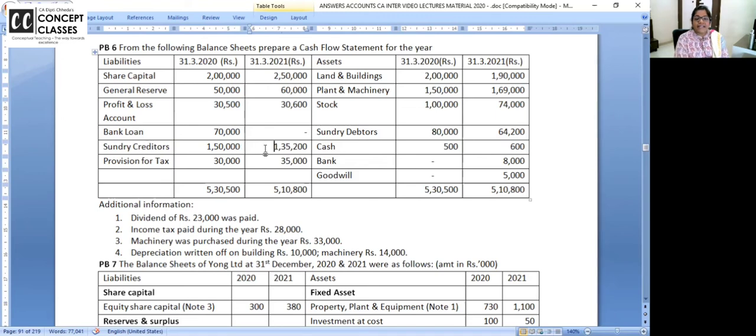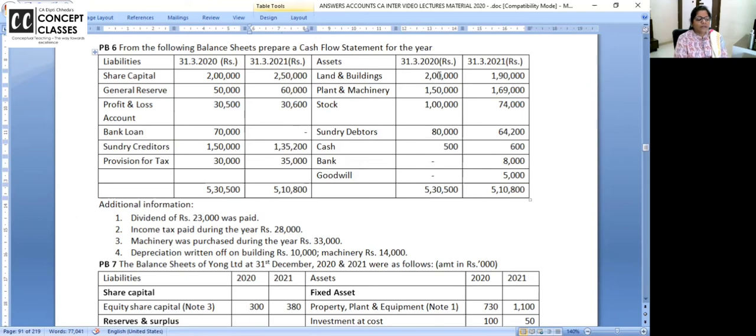Creditors, if they have decreased, money is going out. 150 का 135 हो गया, out in working capital changes. Right? Provision for taxation, I'll show you how to do. I'm doing a part of it.